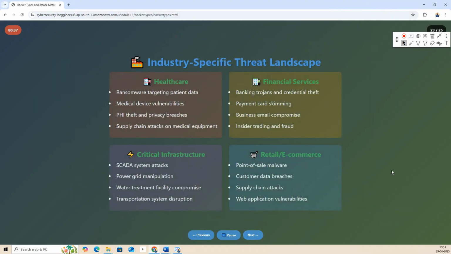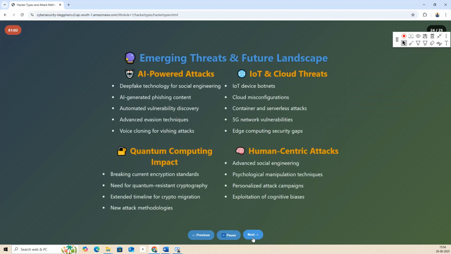Industry specific threat landscape. Now what are the threats with respect to industry specific? Healthcare, financial, critical infrastructures, then retail and e-commerce. Yes, there's a lab where you can work around all these things. I'll show you how you can work around and understand different industry things. Don't worry about this, there's a lab, I will be sharing you a link.